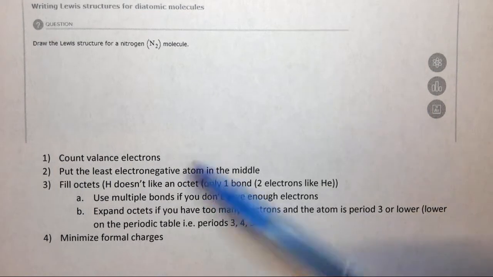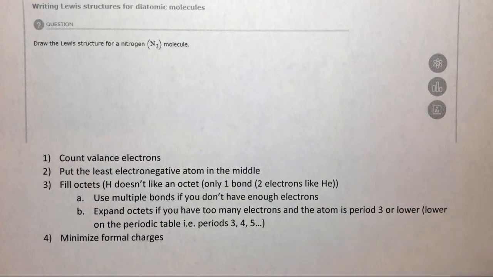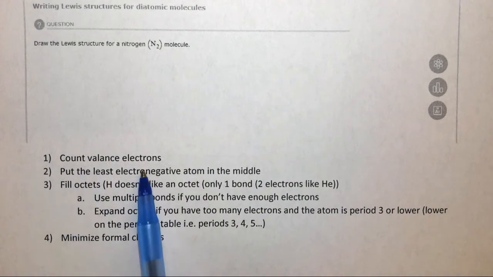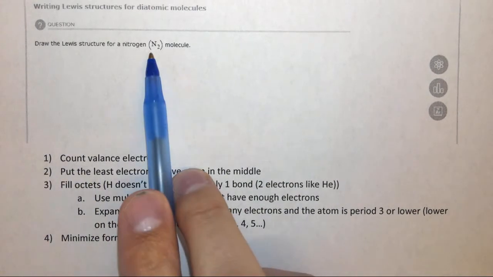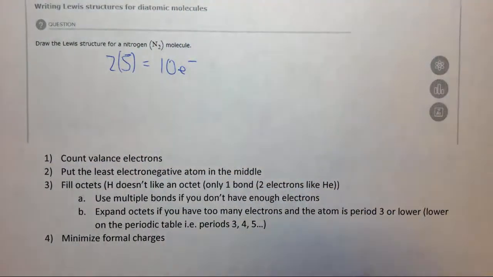Because if you practice and do this systematically, you can see where you can fix a Lewis structure from maybe an okay one to the best one. So here, let's take a look at how we would use these. Step one, count the valence electrons. We have two nitrogens. Nitrogen has 5 valence electrons, so we have 2 times 5, which is 10 electrons to place.